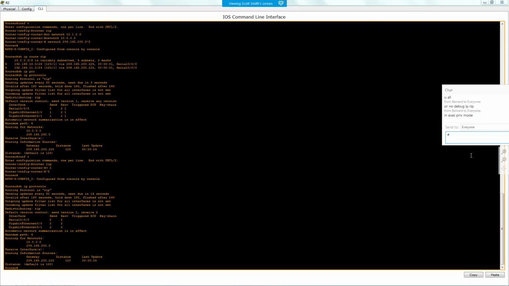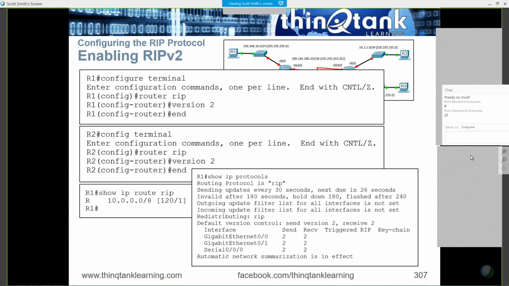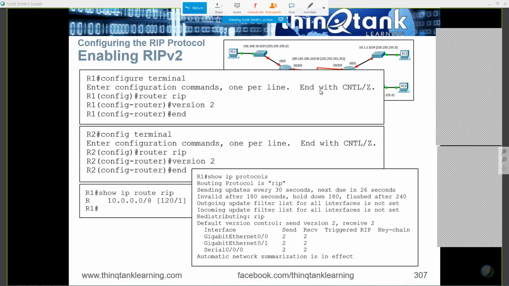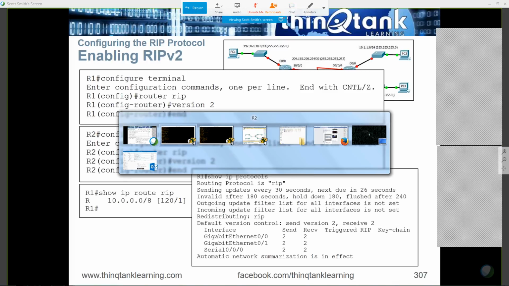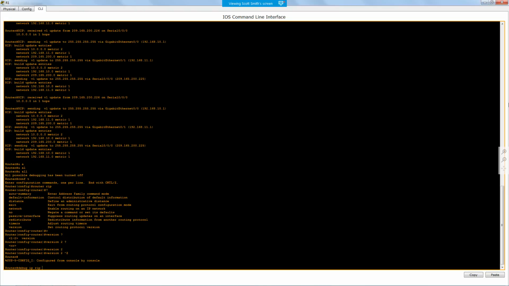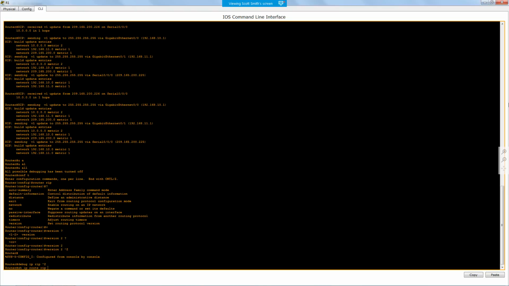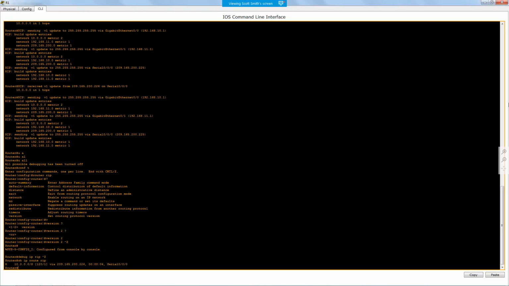So, we've now switched to version 2, so that means everything is happy. We should see all of our routes, right? Go into router 1 and do a show IP route. Still 10.0.0.0/8. Yes? We're still not seeing the subnets, even though we're running RIP version 2, which is classless.